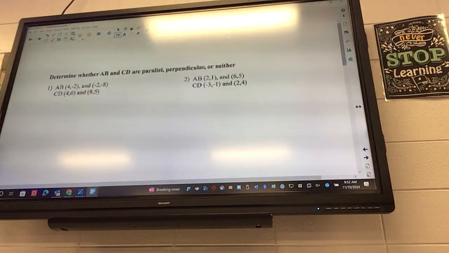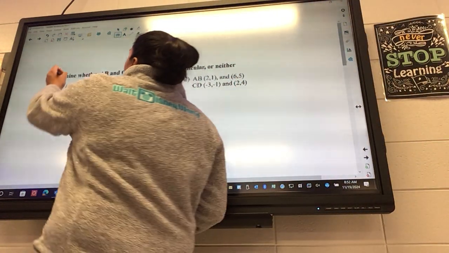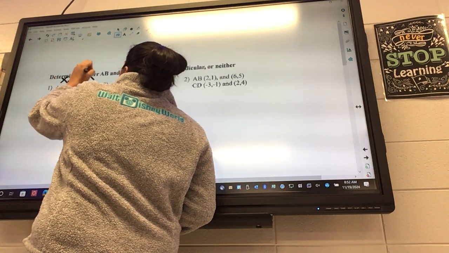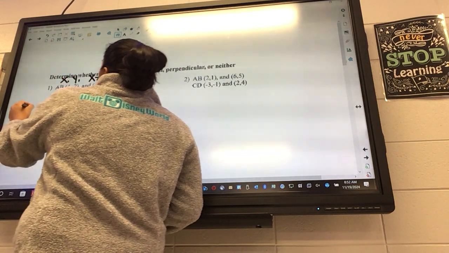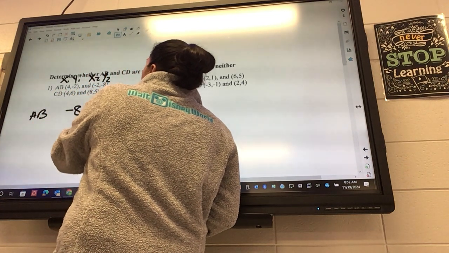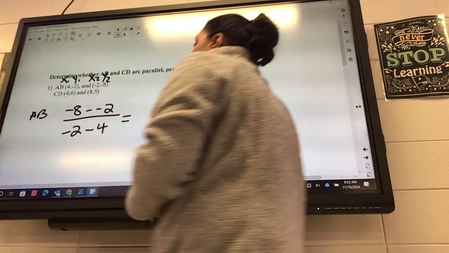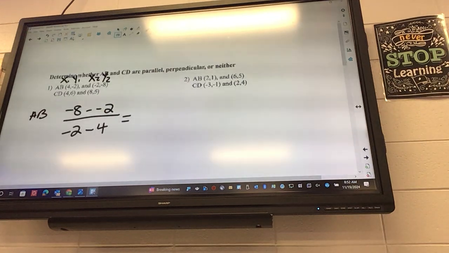Okay, the next one, it says determine whether they're parallel or not. So that's where we say y2 minus y1 over x2 minus x1 for both of them. So for AB it's going to look like -8 minus -2 over -2 minus 4. Okay, and what do you get? 1?